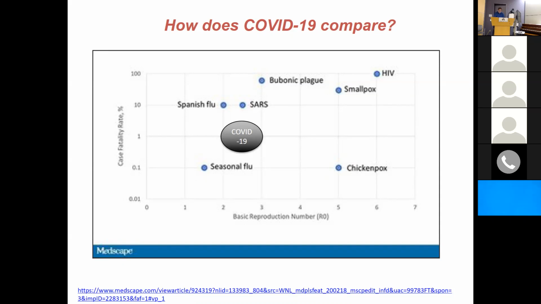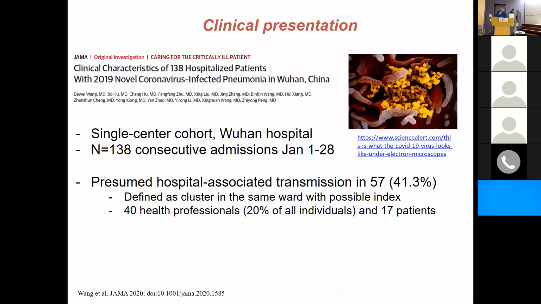And the R0 probably somewhere between 2 and 3. Okay, let's talk about clinical presentation. And again, it's still in the bad section of my talk. We start very bad here. That was the first case report, single-center cohort at one of the Wuhan hospitals, 138 consecutive admissions.